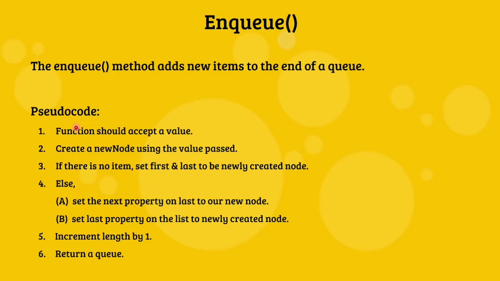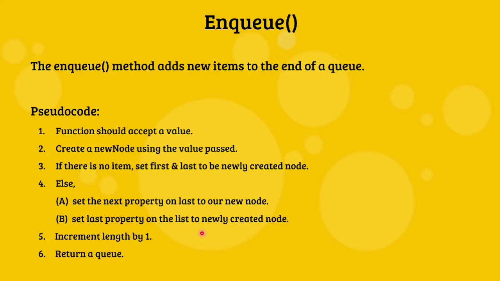Here we will create a function that accepts a value. Then create a new node using the value passed. Then we will check if there is no item. If so, we will set first and last to be the newly created node. Else we will set the next property on last to our new node. That means our new element is now attached to the queue. After that we will set the last property on the list to be the newly created node. Once that is done, our item is linked to the queue. So we will increment length by 1 and then we will return the queue.